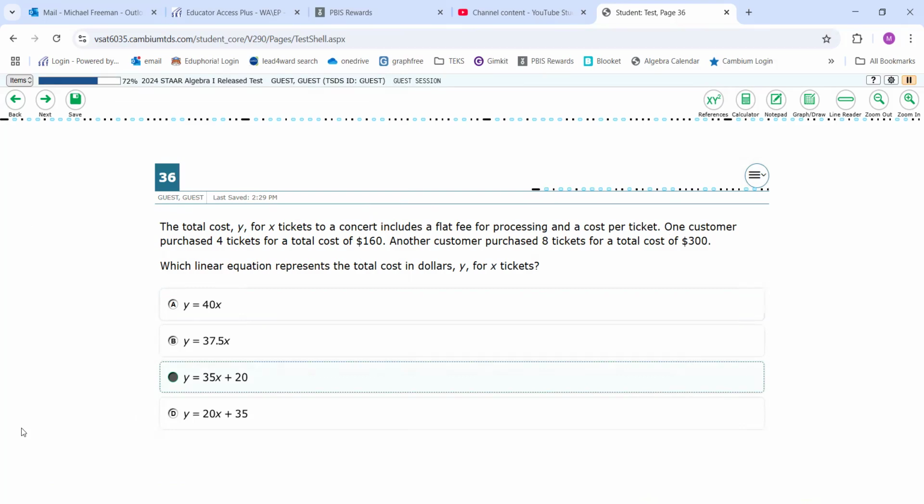Guess and check would have worked. Could have used my calculator, could have just subtracted them to find how much each ticket costs, and there's only one that had that cost. Lots of different ways to do it. I couldn't just divide one of these, though. It's got to make both things true.